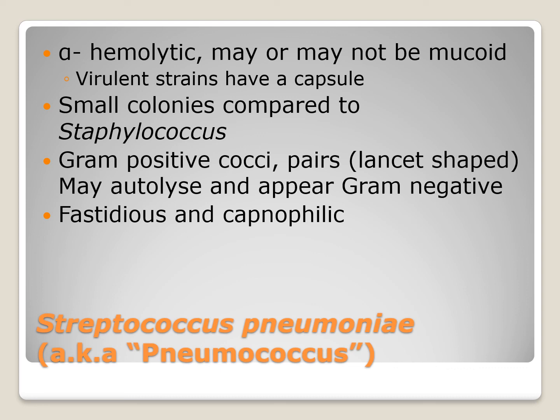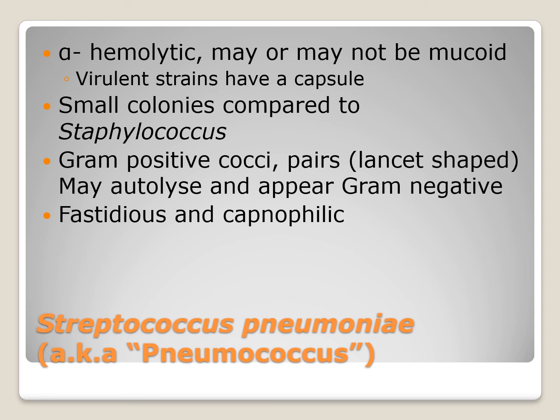They are fastidious and capnophilic, so they do require nutrition and CO2. They will not tolerate refrigeration. The virulent strains are often encapsulated, and they have an antigenic substance called C-substance, which causes our CRP to go up, which is an acute phase reactant.